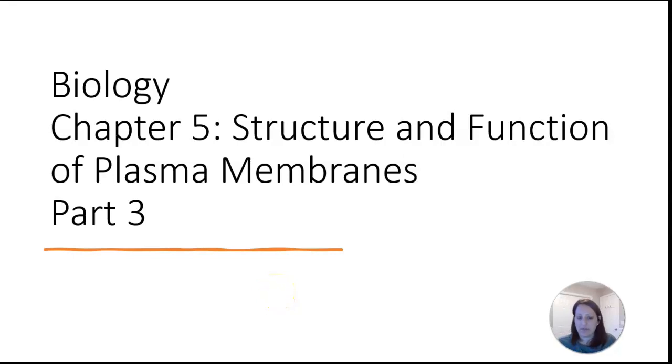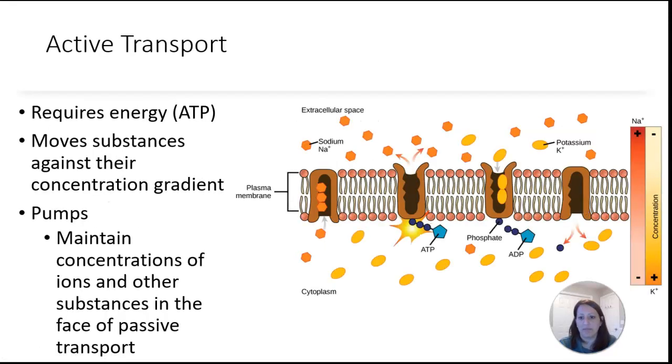Okay, so this is chapter 5, part 3, and our focus here is going to be on active transport. This is going to be transport that requires energy. We'll talk about bulk transport as well. Okay, so active transport, as I just said, requires energy, and that's going to be in the form of ATP, adenosine triphosphate. We've seen that molecule before now.